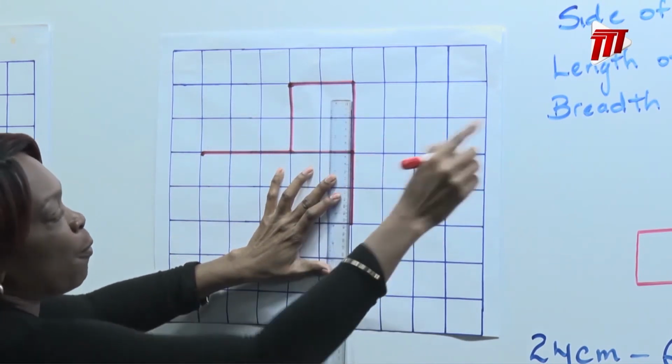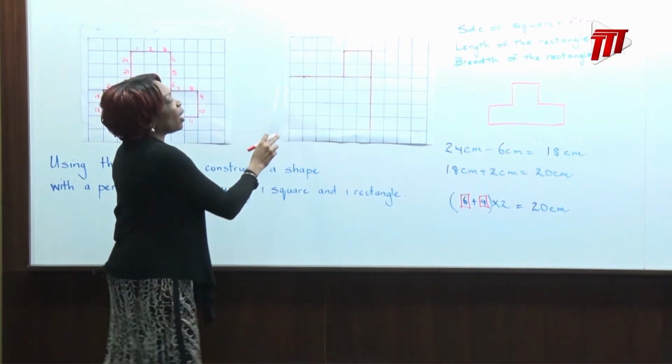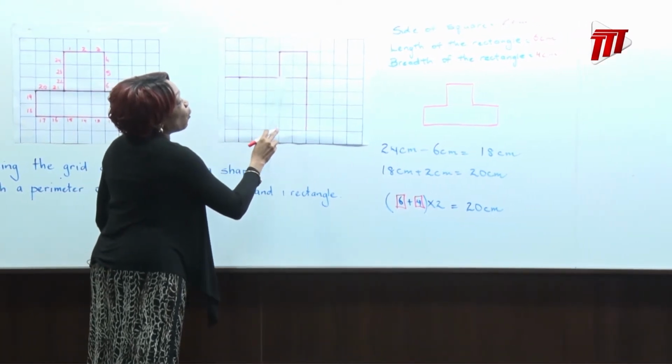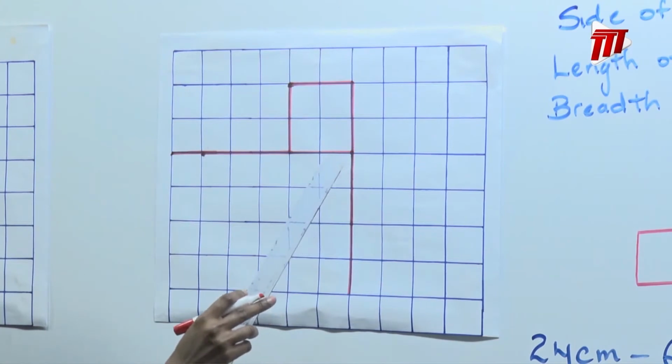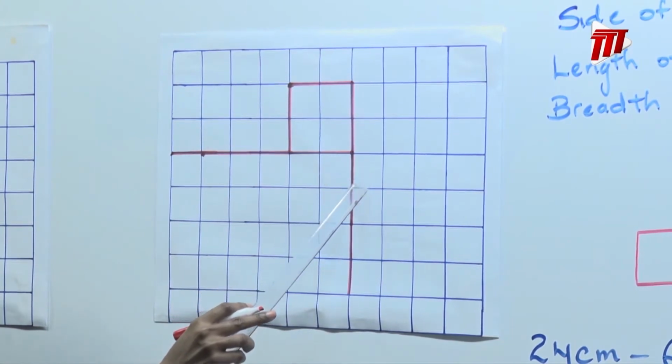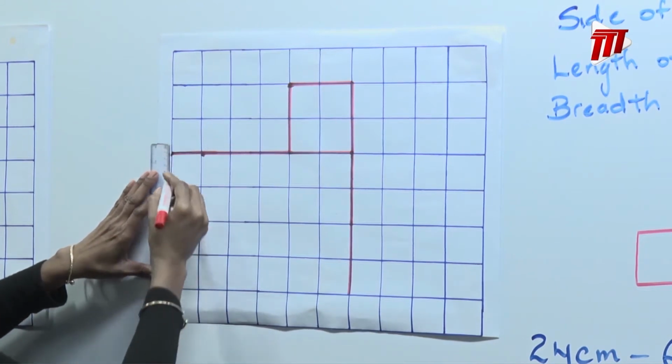And the breadth will be 4 centimeters. I'm coming down. All right, so let's count now. 1, 2, 3, 4, 5, 6. Did we get that? Remember, we said the length must be 6 centimeters. And the breadth of the rectangle, 1, 2, 3, 4. So far, so good. Let's enclose our rectangle now.